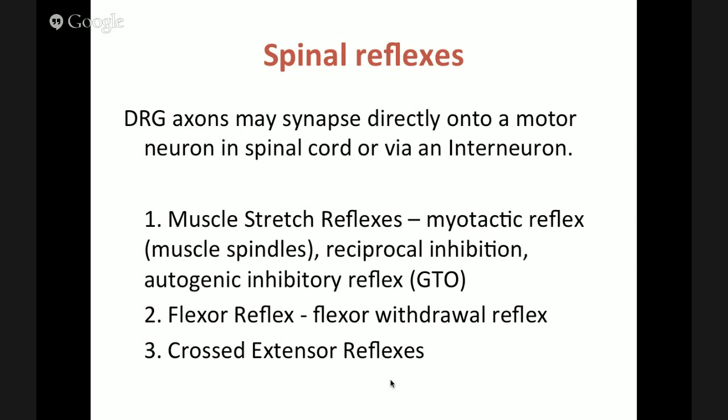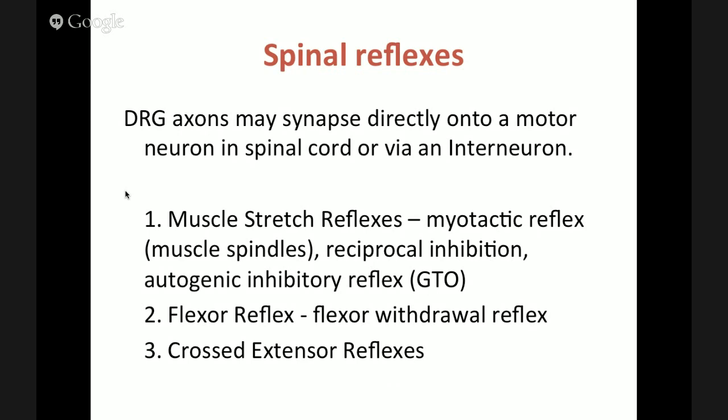Spinal reflexes. So the dorsal root ganglion cells that are coming into the spinal cord can synapse directly onto a motor neuron in the ventral horn, or they can synapse via an interneuron, sorry. So the main reflexes that occur at spinal levels, there are the stretch reflexes, there's a flexor reflex or a flexor withdrawal reflex, and then there are cross-extensor reflexes.